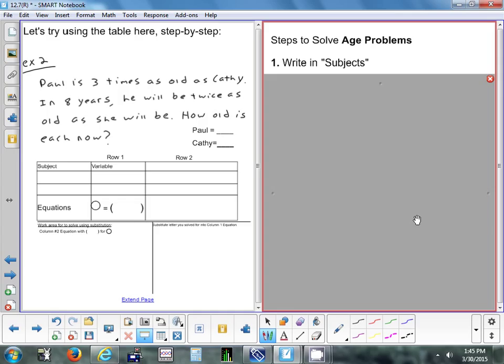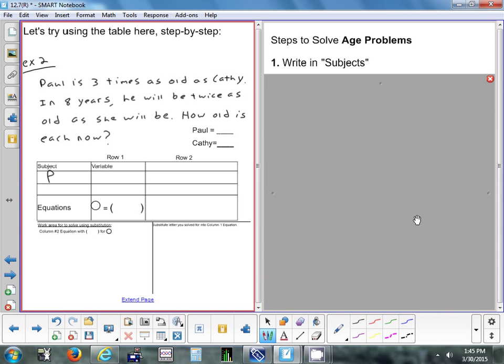So we're going to write in the subjects. Our first subject is who? Paul. First subject is Paul, right? So right on the subject line, Paul. Who's our other subject? We have Paul, we have who else? Kathy. Excellent. So we just did step 1. We wrote in our 2 subjects, Paul and Kathy in this problem. Tomorrow it could be different, but today we're dealing with ages.